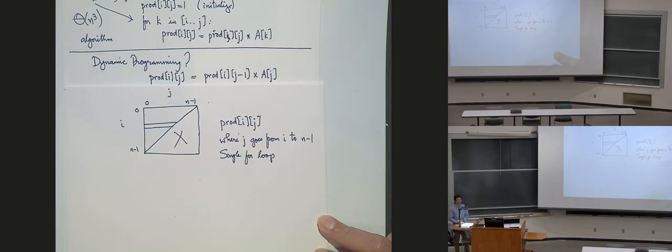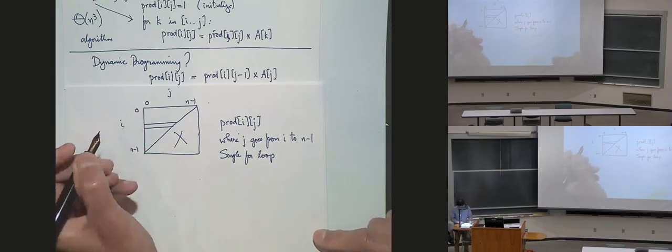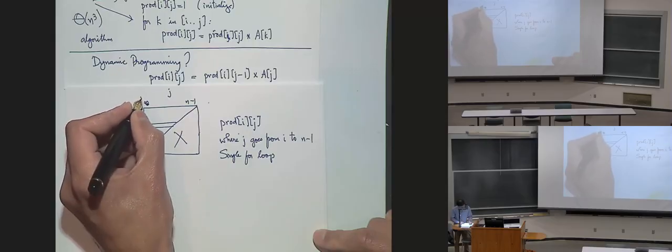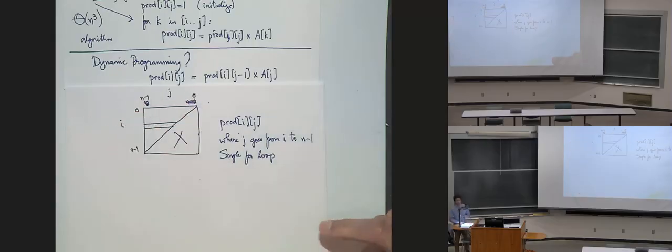Clear? Questions? Yeah. Shouldn't it be the lower? Have I drawn this the wrong way? Because it goes from i to n minus 1 and... Damn it. Yeah, you're right. Okay. I guess if you flip the x, yeah. Thank you. Yeah, you're right. Yeah. Thanks.